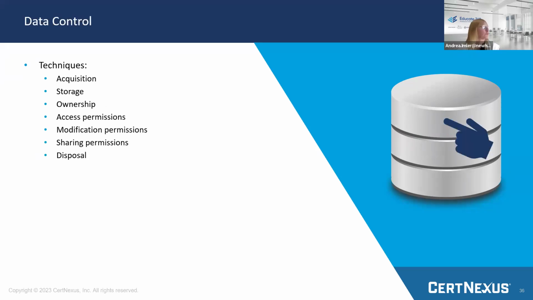We need to also know how to control our data. How are we going to acquire it? How are we going to store it? Who owns it? Who has what permissions to use it? Who has permissions to make changes to the data? How are we going to share the data? And how are we going to dispose of it once it's outdated data that's no longer useful? We need to think about it from the whole life cycle, from the time that we obtain it to the time that we dispose of it.